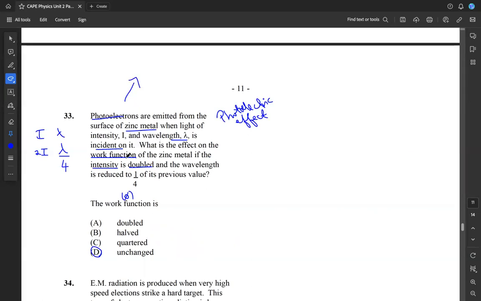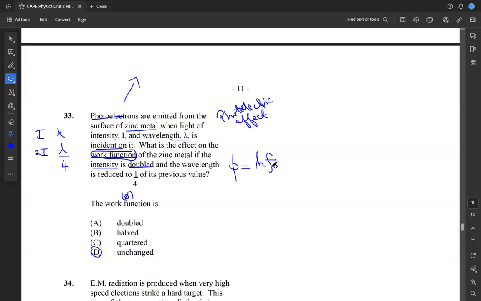So what is the effect on the work function of the zinc metal if the intensity is doubled and the wavelength is reduced to a quarter of its previous value? So initially we have I and lambda, and then we're gonna double the intensity to 2I and reduce the wavelength to a quarter of what it was before. And they're asking us about the effect on the work function. Guys, remember the work function? That's just this phi, right? And we can write that phi is equal to h times the, what do we call this frequency? This is the threshold frequency. So that's what the work function would be equal to.